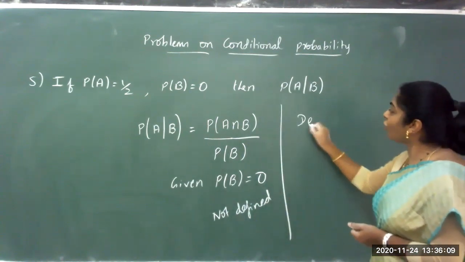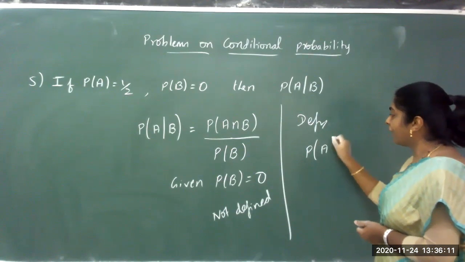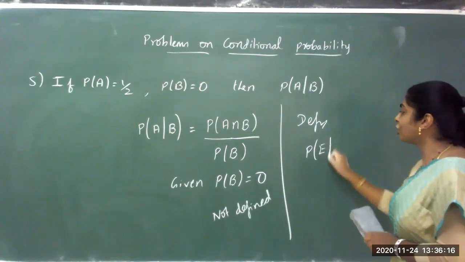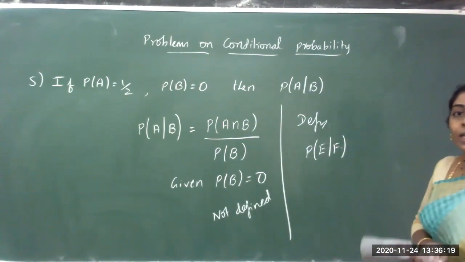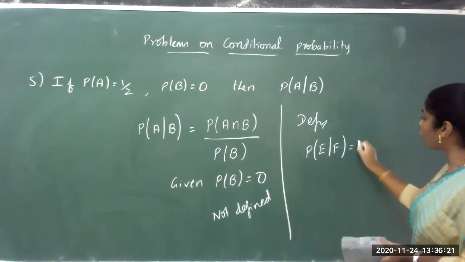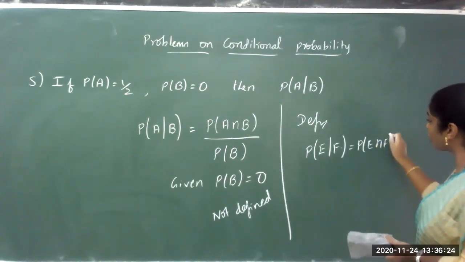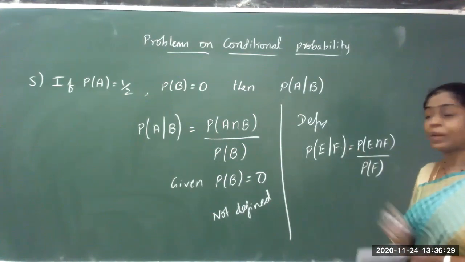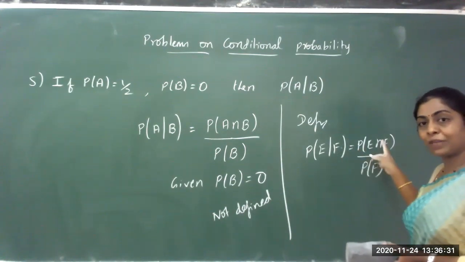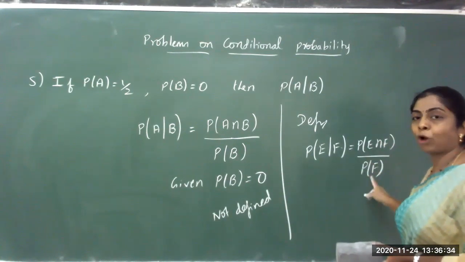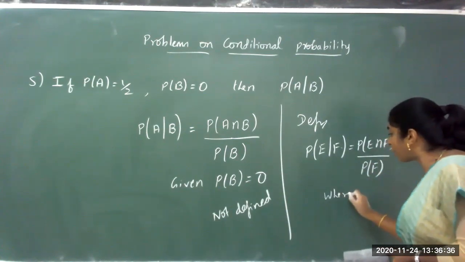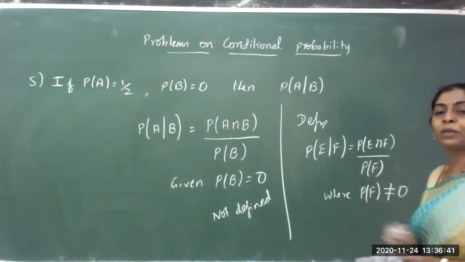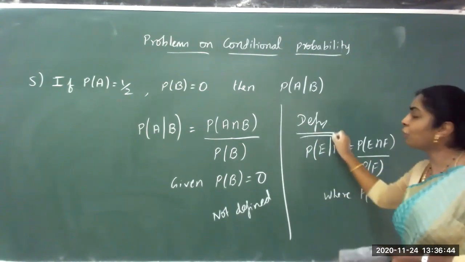The definition of conditional probability, if I take it as E and F because A and B were used: the conditional probability of E when event F has occurred is probability of E intersection F divided by probability of F, since F is the event that has occurred, where probability of F is not equal to 0. It cannot be equal to 0. This is the definition.